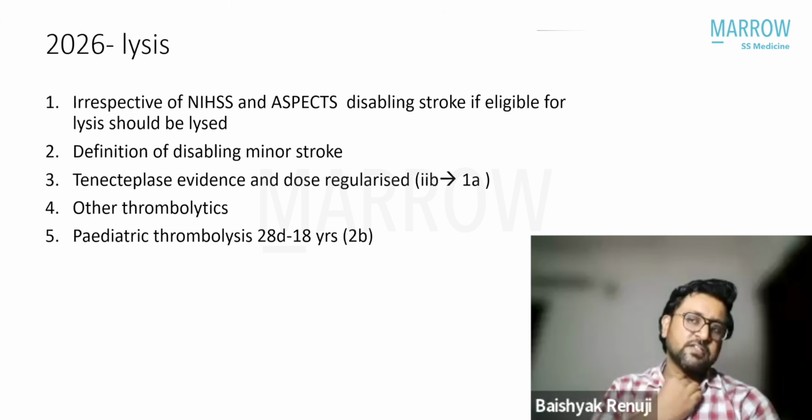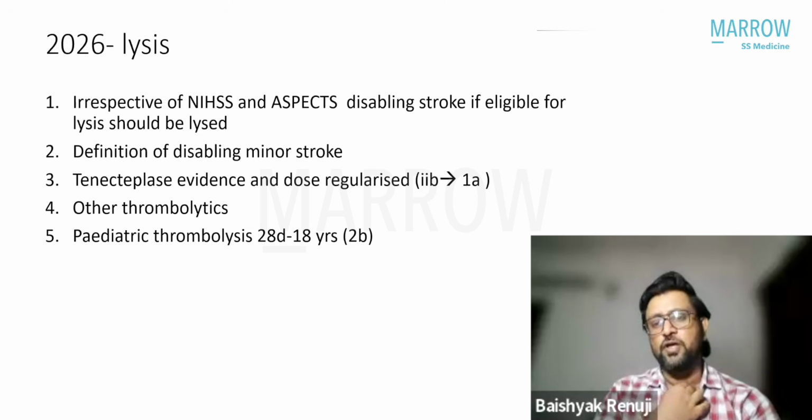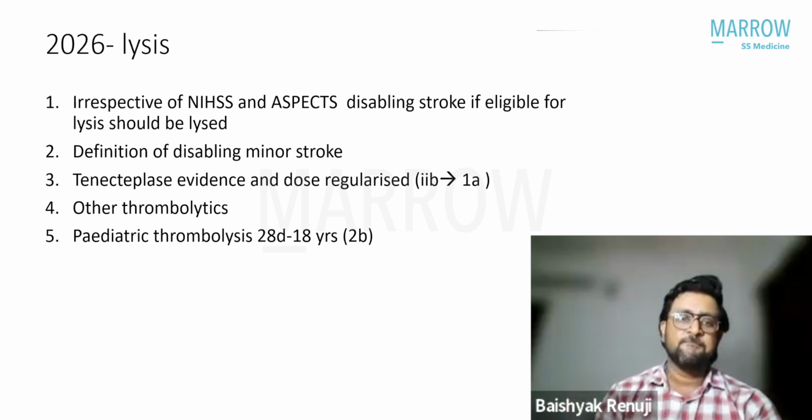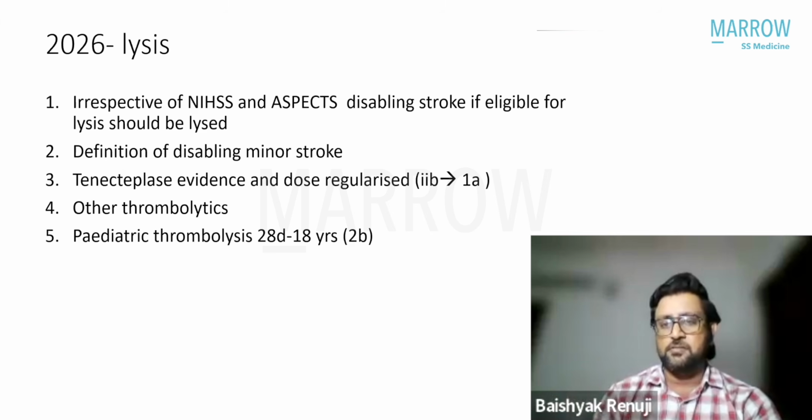Definition of disabling stroke is much more clear now. Remember the mnemonic BATHE. You should assess ambulation, salivation, and ability to swallow before going for lysis. And tenecteplase-based, the evidence is much better.